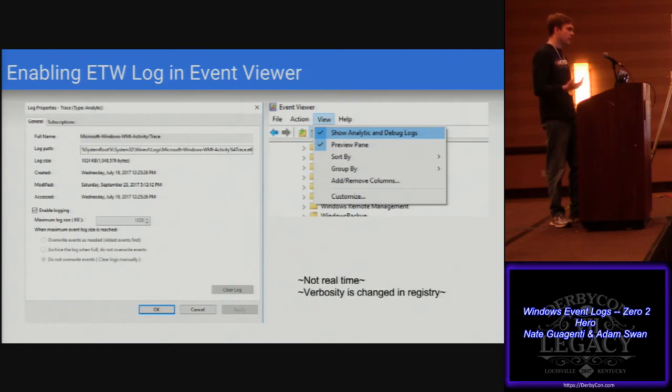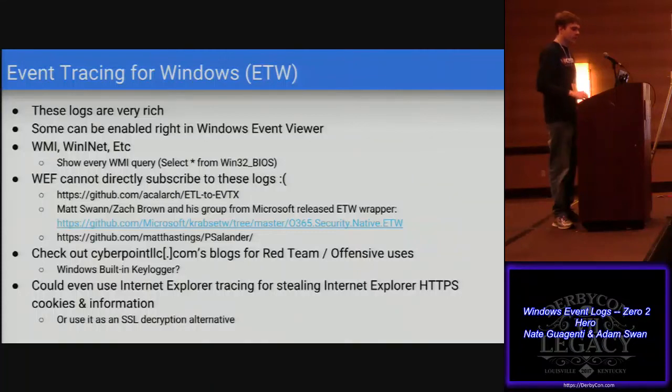I didn't see this in any of the other event tracing talks, but you can just go into Windows Event Viewer, go to Show Analytic and Debug Logs, enable it, enable the log, and now you're grabbing event tracing. It's not real time. It can be more verbose, but you have to make changes in the registry. There are links about how to do that in the resources section. And the other problem is it's not subscribable by WEF.